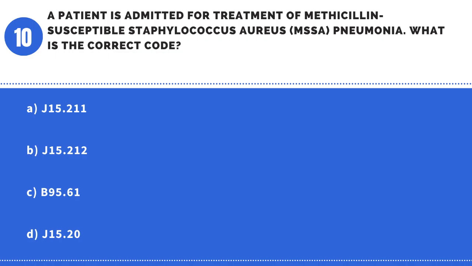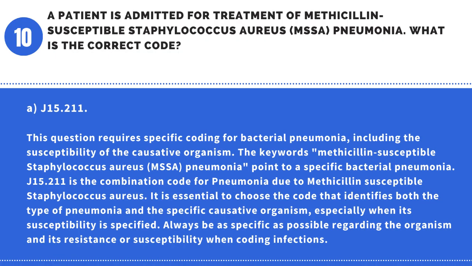Question 10. A patient is admitted for treatment of methicillin-susceptible Staphylococcus aureus, MSSA, pneumonia. What is the correct code? A. J15.211. B. J15.212. C. B95.61. D. J15.20. Answer A.